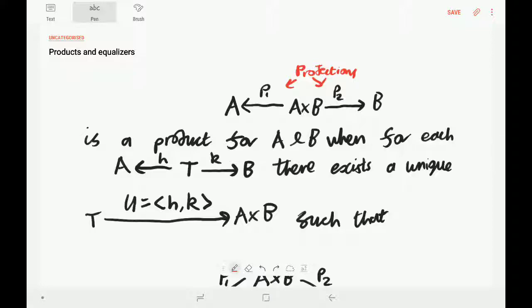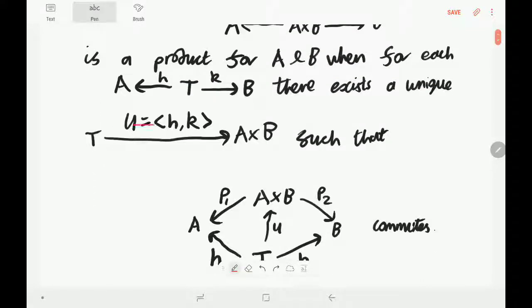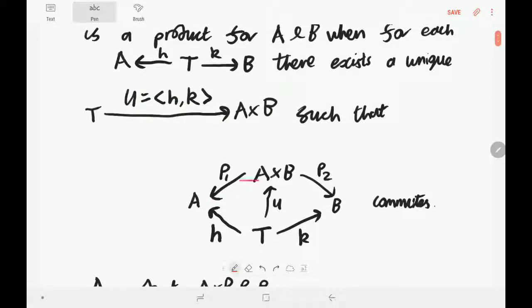So a categorical product of objects A and B consists of an object which we will call A times B, and two arrows, P1 and P2, which we'll refer to as projections. These have to have the property that for any product candidate, as in for any object T with an arrow H to A and an arrow K to B, there has to exist a unique arrow U from T to A times B that makes this diagram commute. There may be many arrows from T to A times B, but there's just one that makes this diagram commute.